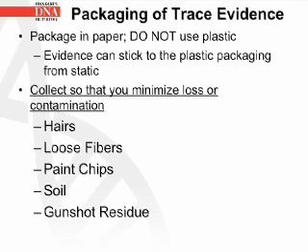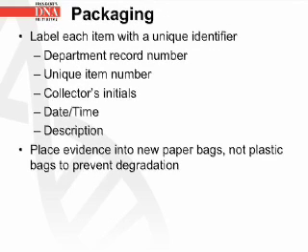Packaging of trace evidence. Package in paper, do not use plastic. Evidence can stick to the plastic packaging from static. Also, collect so that you minimize loss or contamination. Some examples of trace evidence are hairs, loose fibers, paint chips, soil, and gunshot residue. When packaging evidence, label each item with a unique identifier: department record number, unique item number, collector's initials, date and time, and description. Place the evidence into new paper bags, not plastic bags, to prevent degradation.